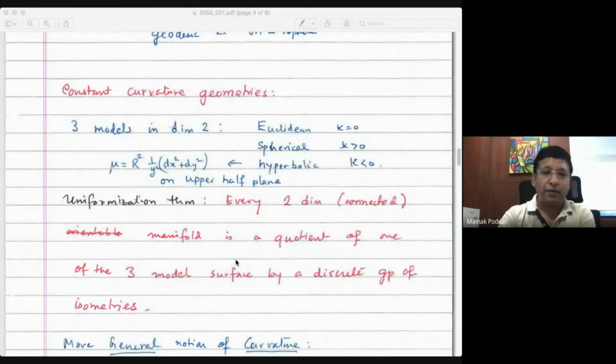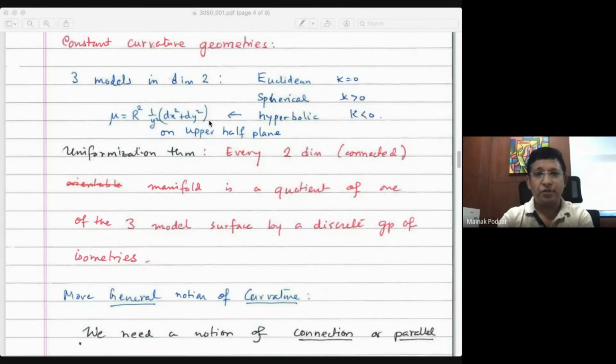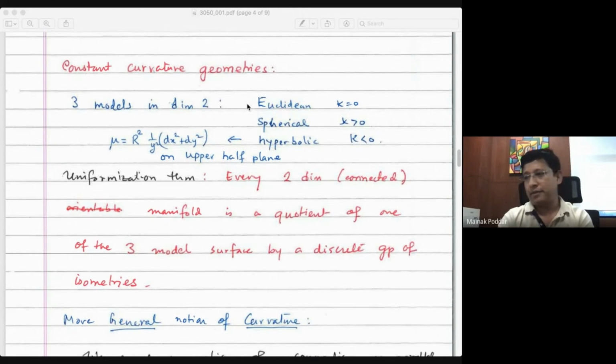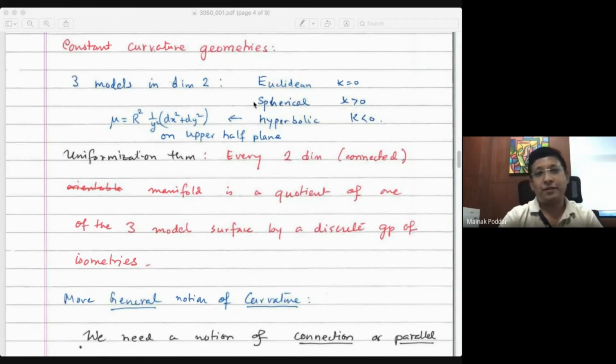There are other interesting applications of curvature, like something about constant curvature geometries. As I said, the Gaussian curvature depends only on the metric. That was the surprising theorem. And so then one can look at the geometries with constant curvature, and in dimension two, or even in higher dimensions, there are roughly three types: curvature zero, curvature positive, and negative.